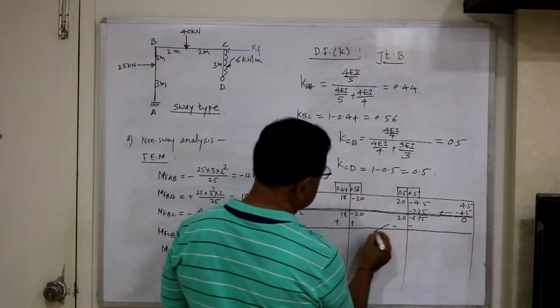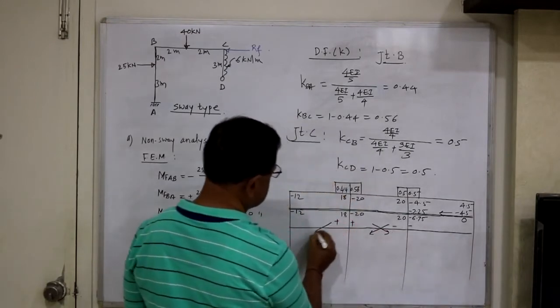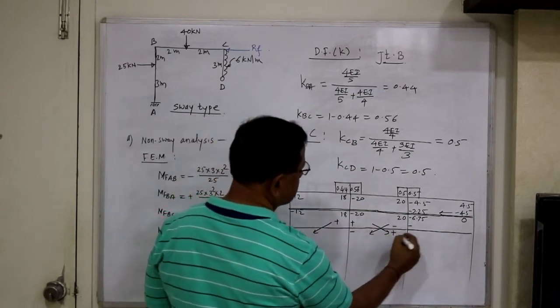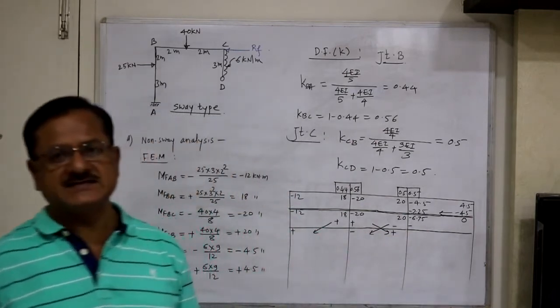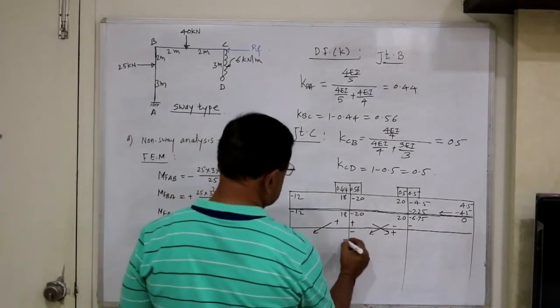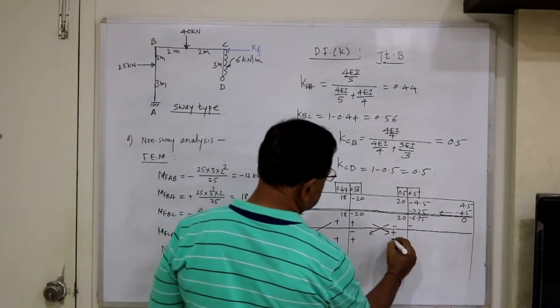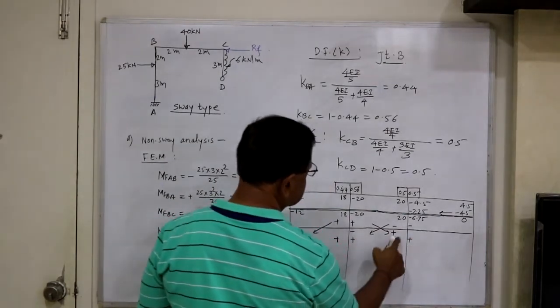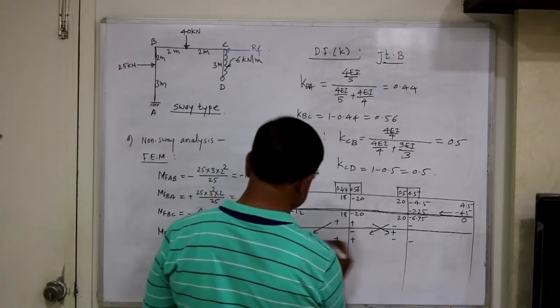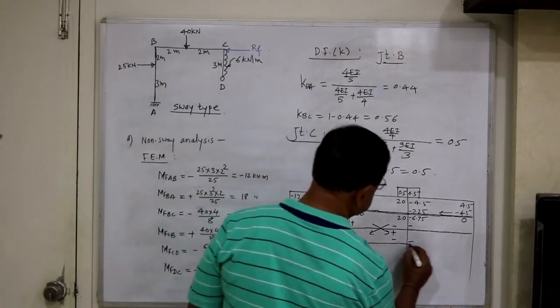Then you carry over this moment, and this moment by half value with same sign. But this cannot be carried over because end D is hinge support. Then again you do this balancing. This is minus minus. This is plus minus minus. Again you mark a line.